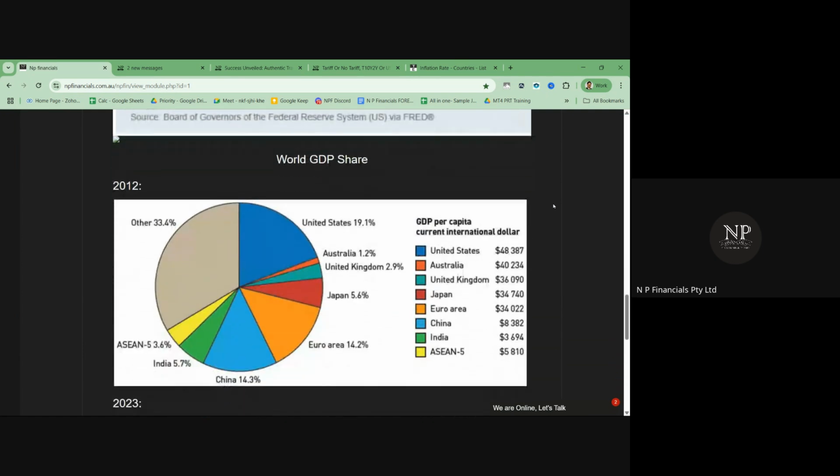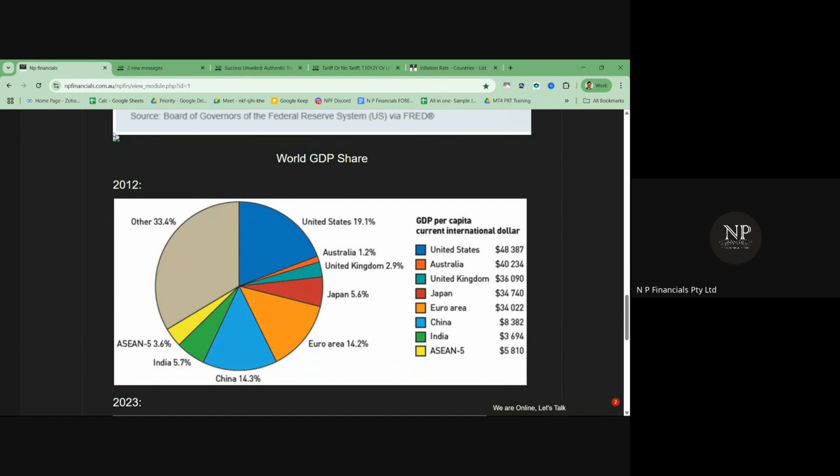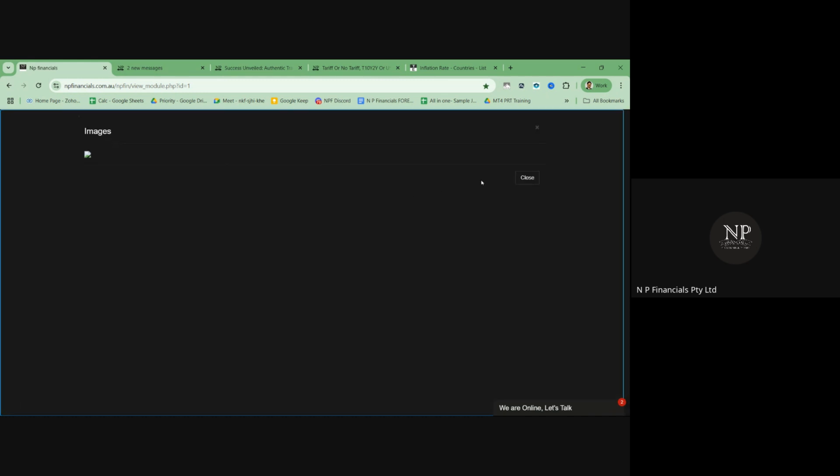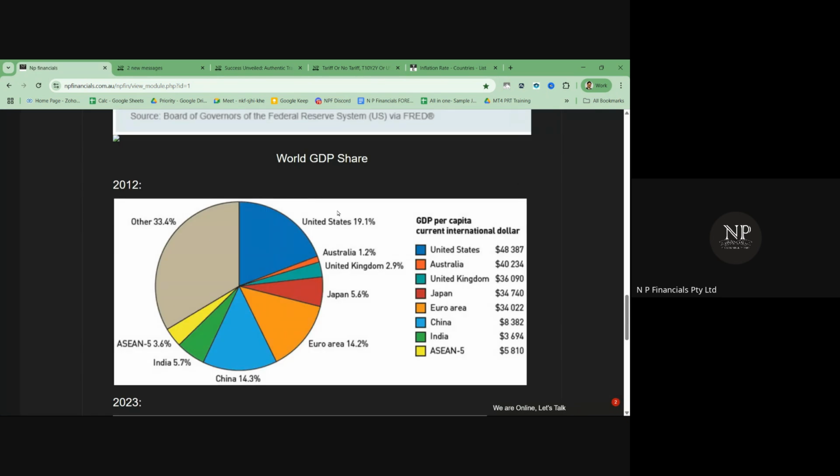World GDP share in 2012 when the book was written: United States was 19.1 of the total 100% of the GDP across the globe. China was 14.3, Europe was 14.2, India 5.7, Australia 1.2. Then per capita means you take the total dollar GDP value divided by the total population. You get 48,387 average people contributing to the GDP. Australia was second, 40,000. But that was in 2012.